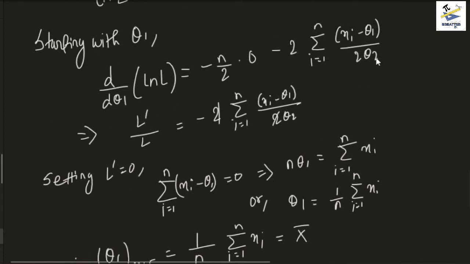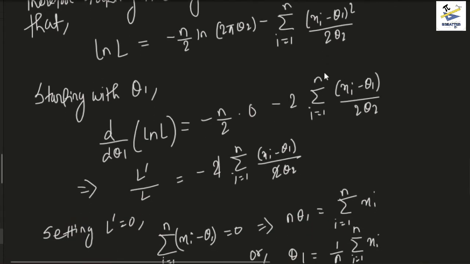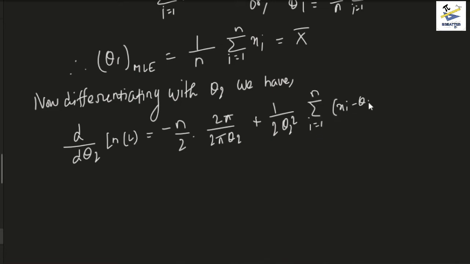So this term 1 by 2 theta 2, so this minus 1 by theta 2 will only be differentiated, right? And this is theta 2 to the power minus 1, and when differentiated this will become minus 1 times theta 2 to the power minus 2, so basically it's 1 by theta squared. So this would be plus 1 by 2 theta 2 squared, summation i equals 1 to n of (xi minus theta 1) whole squared, because this term acts as a constant, right?